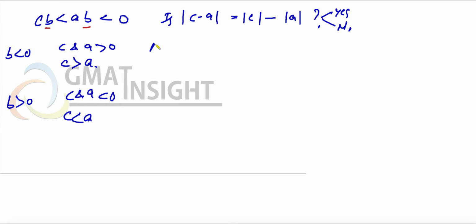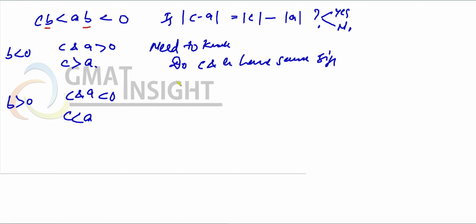So the things that we need to know are: do C and A have the same sign? That's one question that we have. And also, is the absolute value of C greater than the absolute value of A? So these are two questions that we have to answer.